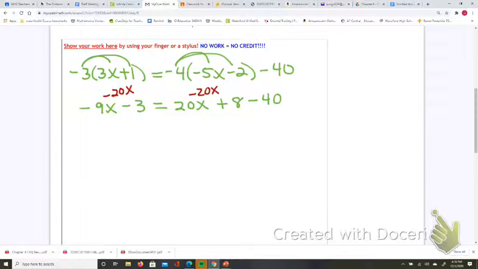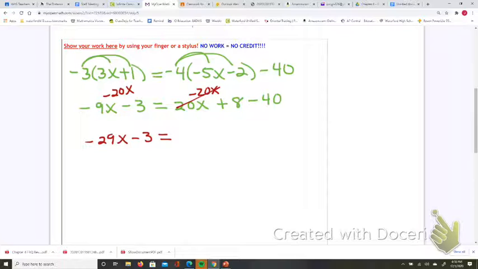Negative 9x plus negative 20x. So they're both negative. If they're both negative, then we combine them together and add them, and we have negative 29x minus 3 equals 20x minus 20x is 0.